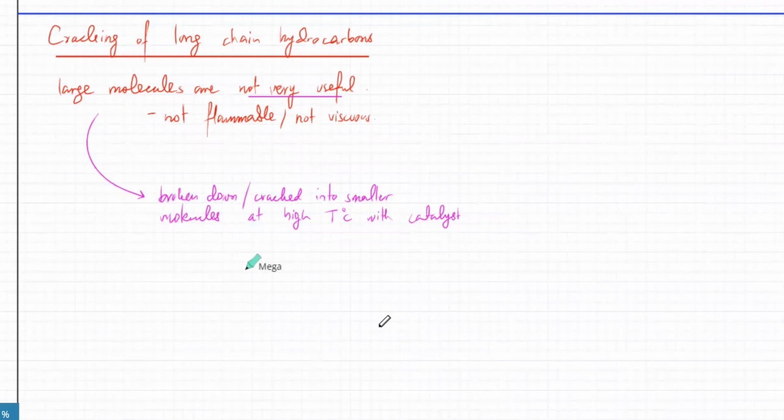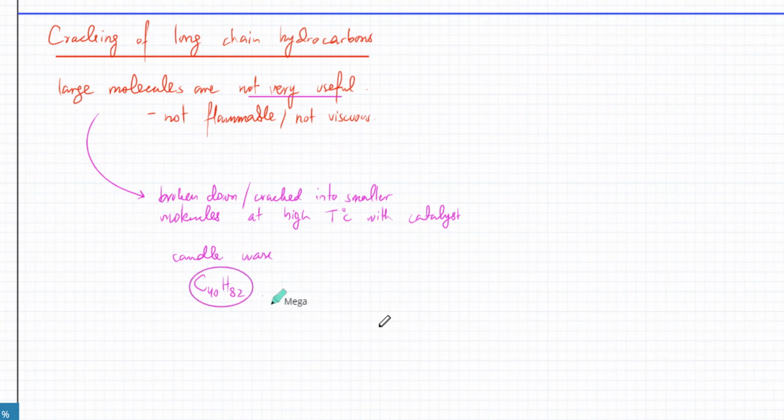Okay, let's say I have candle wax. And let's say it's a molecule that has around 40 carbon atoms, and let's say there are 82 hydrogen atoms. So that's a big molecule, not very useful. So what you do is you take this molecule, and at very high temperatures, the molecules are going to bump into each other with a lot of force.